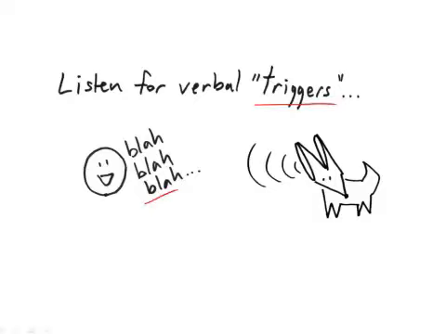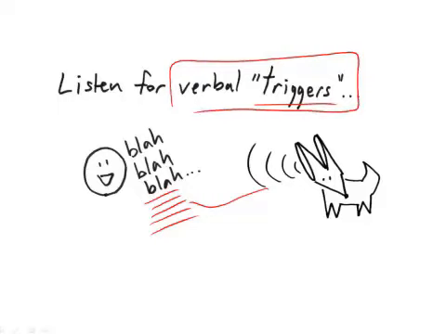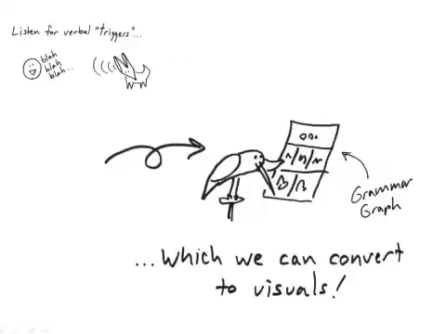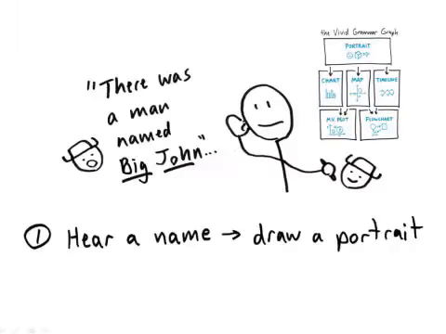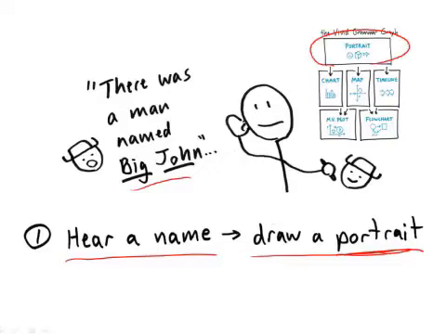So when we hear or read an idea, we're going to listen in that content for what I call verbal triggers. We're going to listen very carefully for certain combinations of words and ideas, because those are the combinations that are going to lead us directly into being able to convert those words into visuals. Let me show you exactly what I mean. Let's say we were listening to a story and someone started out saying, well, there was a man named John. If we hear a name, the picture that we want to draw to give that idea form is a portrait. If we hear a name, we draw a portrait.